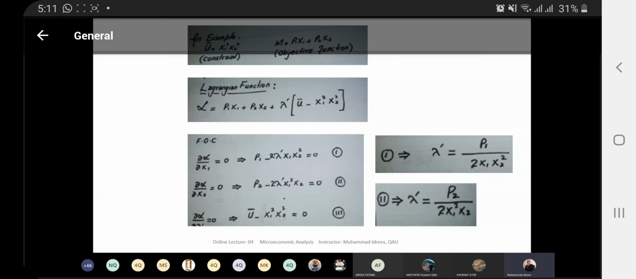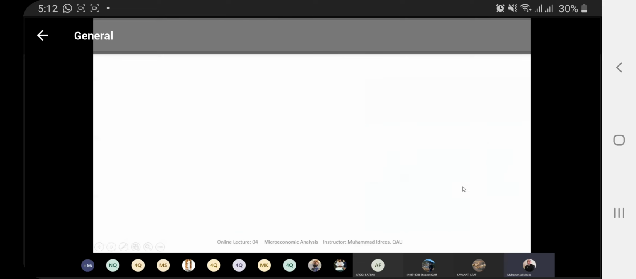Okay. So what we did, we got a very simple example. In this example, the utility function was given to us, which was the constraint. We took it as a constraint. And then the objective function was expenditure. We took it as an objective function. We worked out the first order conditions. And now here we are simultaneously solving the first order conditions. From equation number 1, we worked out the value of lambda prime. And similarly, we solved equation number 2 for lambda prime. Now these two expressions are equal to lambda prime, so we can put them equal to each other.